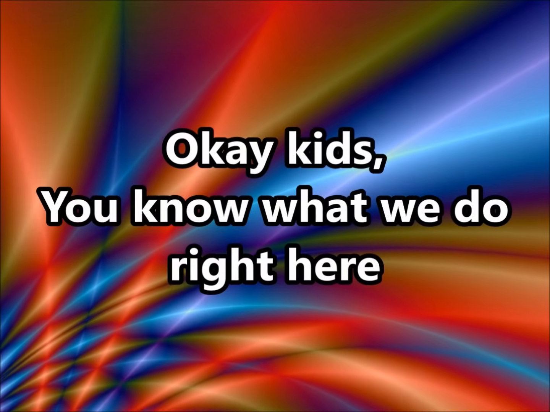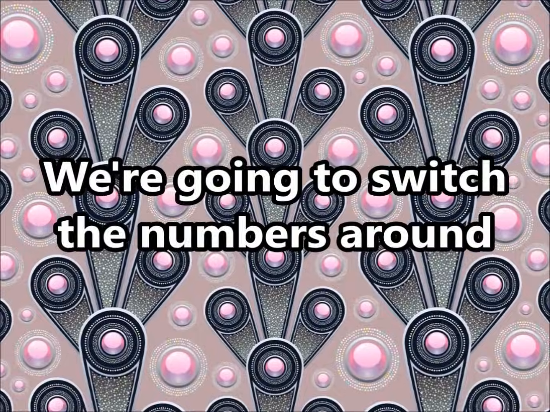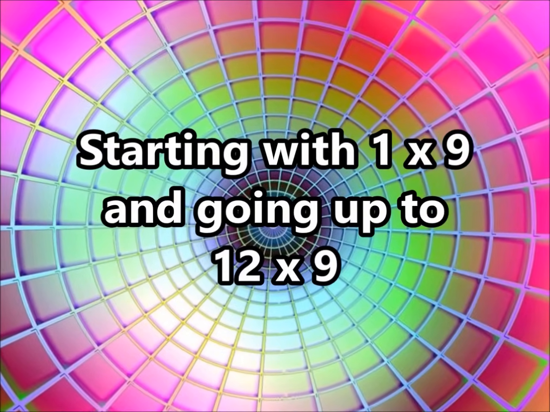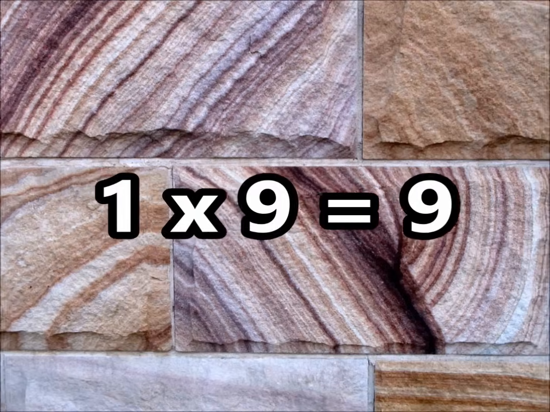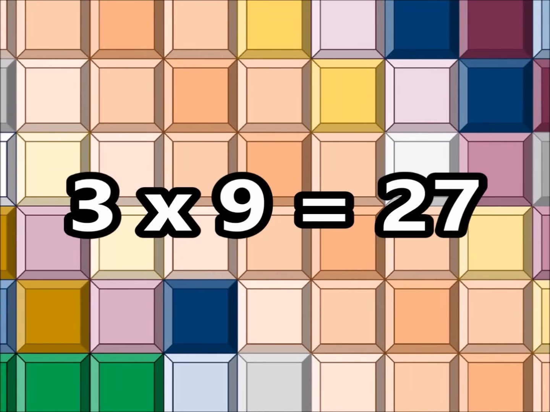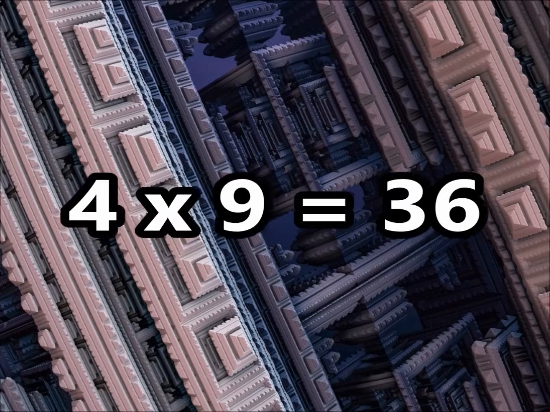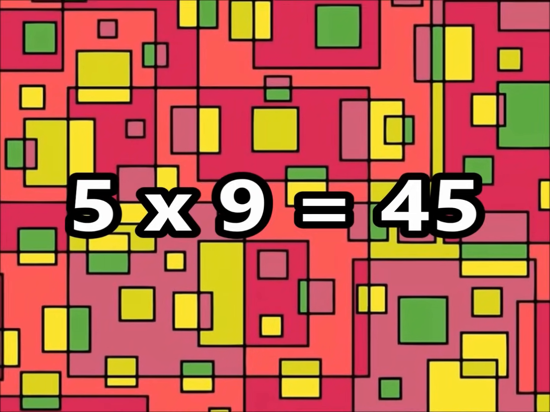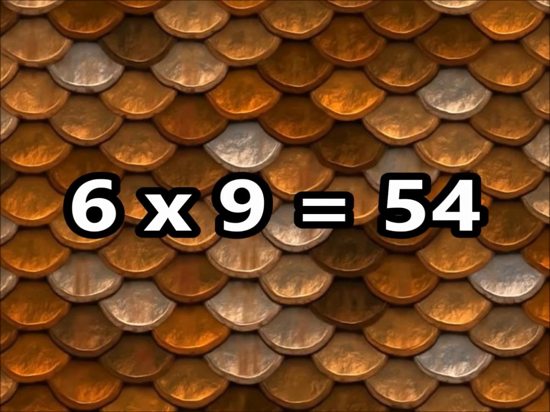Okay, kids, you know what we do right here. We're gonna switch the numbers around, starting with 1 times 9 and going up to 12 times 9. Let's go. 1 times 9 is 9. 2 times 9 is 18. 3 times 9 is 27. 4 times 9 is 36. 5 times 9 is 45. 6 times 9 is 54.